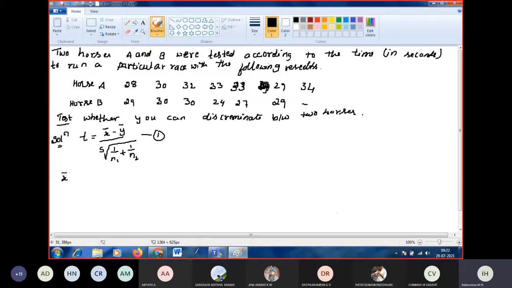Next we have to find x bar. X bar is nothing but summation of x divided by n1. n1 is the number of terms for horse A, and the variable we are taking for horse A is x. Now go on substituting the values. X bar is equal to, add the values: 28 plus 30 plus 32 plus 33 plus 33 plus 29 plus 34. And what did you get for x bar?